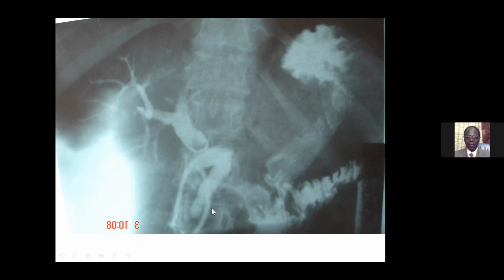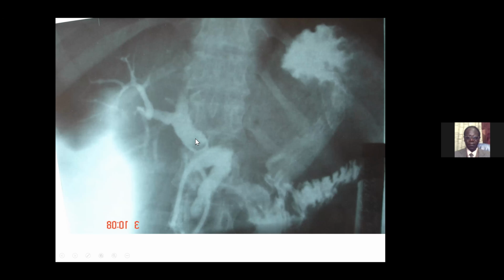So this was in theater. We put a T-tube. This is the upper part of the T, and this is the body of the T-tube coming out. So that T-tube is put in theater, and in the radiology department, we inject contrast into the T-tube.